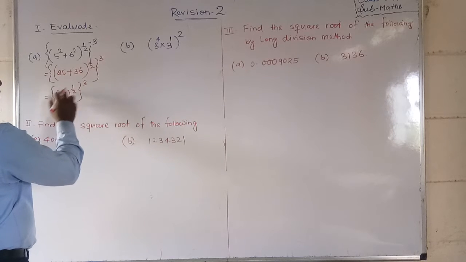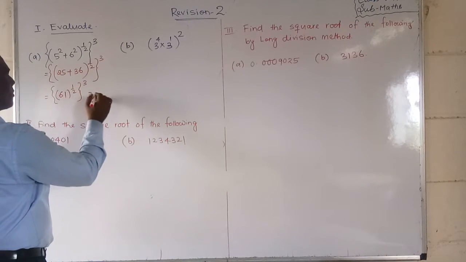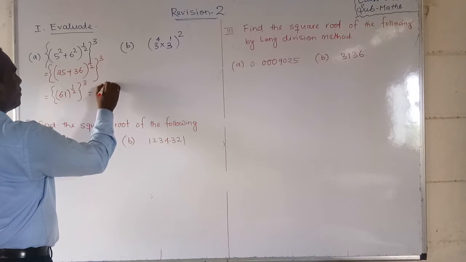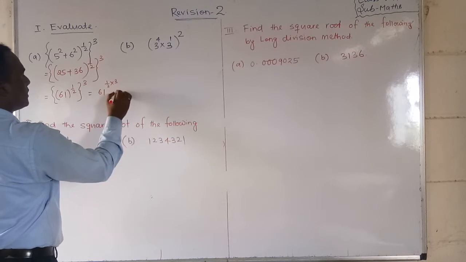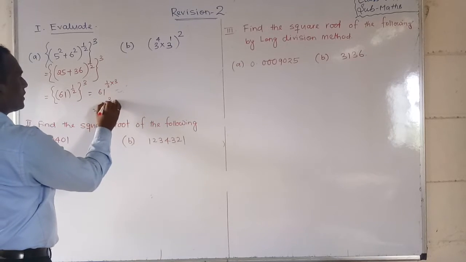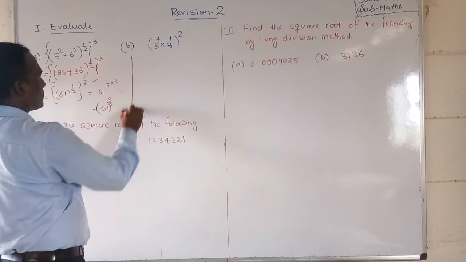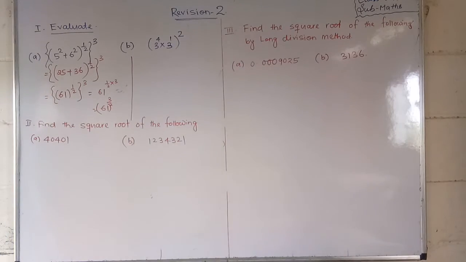Friends, this is not possible because it is an odd number, that's why we can write power to power directly. We can multiply: 61 power 1 by 2 into 3 is equal to 61 power 3 by 2. We can write it this way. Okay, so next, friends, we can solve this one.